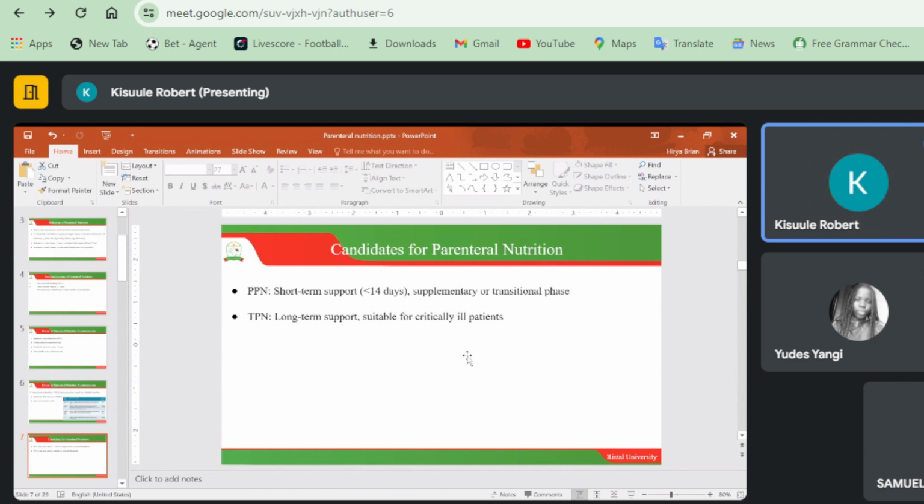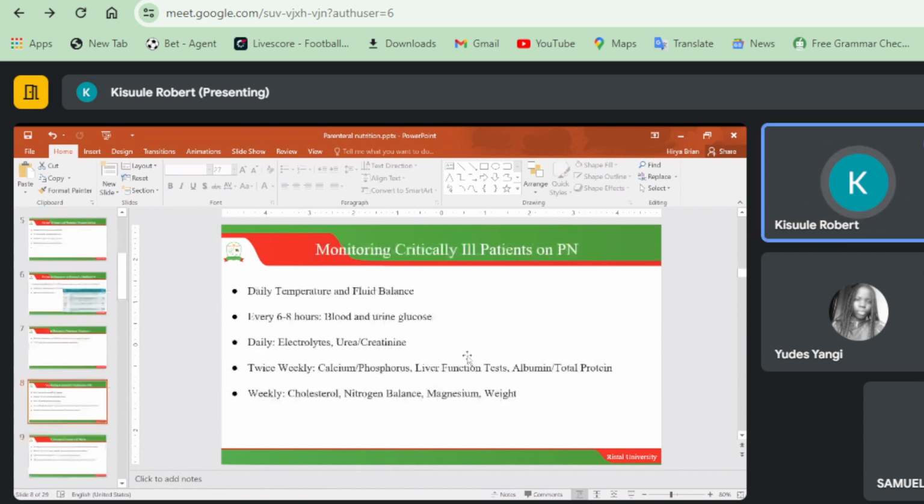Then let's interest ourselves with total parenteral nutrition. Here we are looking at long-term support, maybe for people who we think are going to be comatose, in a coma for a longer period of time. We could look at total parenteral nutrition. Their body still needs the nutrients even if the person is in a coma, and it is also suitable for critically ill patients in life-threatening conditions. We still prescribe this.